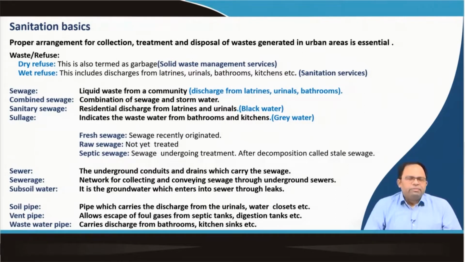And then when we look into the buildings that are connected, in the buildings we come to terms such as soil pipe, vent pipe, wastewater pipe. As you already are aware, soil pipe is the pipe which carries the discharge from urinals, water closets and so on. Vent pipe is the one which allows escape of foul gases from septic tanks, digestion tanks and so on. And wastewater pipe is the one which carries discharges from bathrooms, kitchen sinks and so on. So, these are the basic definitions, or rather the terms, that we will be continuously using during the course of the different lectures that will follow.